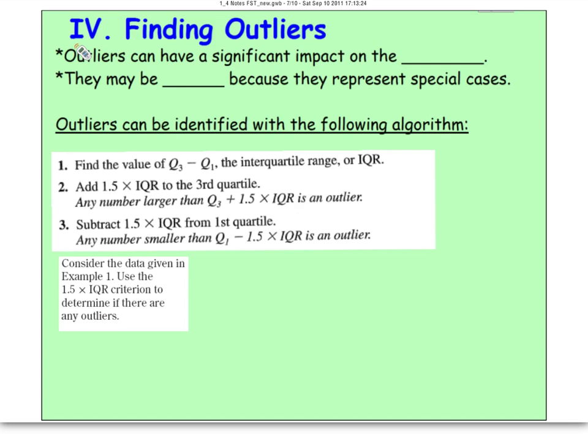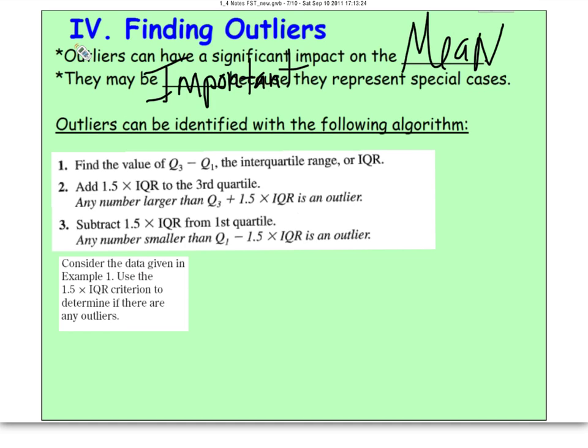Outliers are important to test for because of this. They can have a significant impact on the mean. They can really skew your mean and make it too high or too low. They may be important though because they may represent a special case. So just because you have an outlier doesn't mean you should remove it. You just have to be cautious that it's in your data.